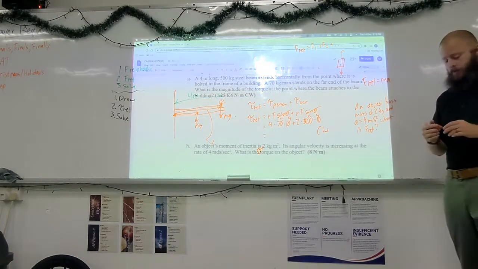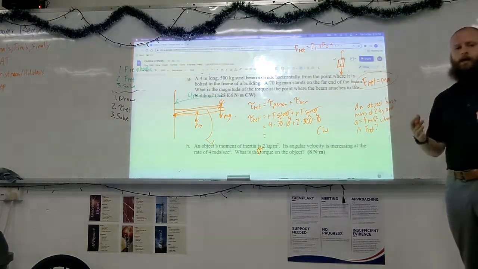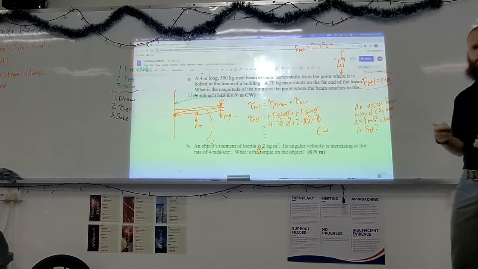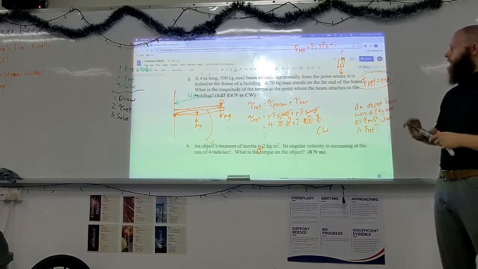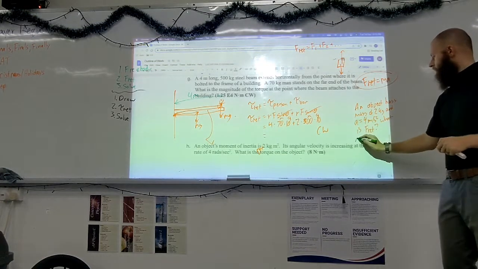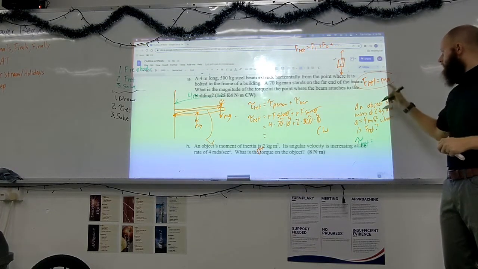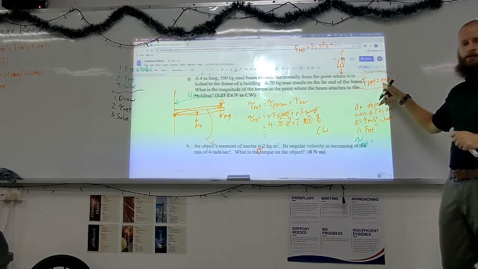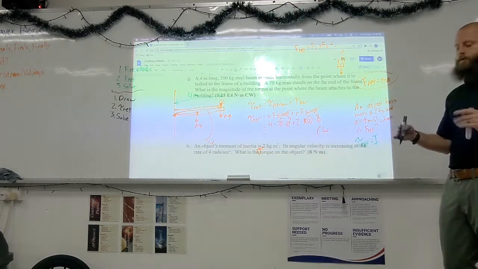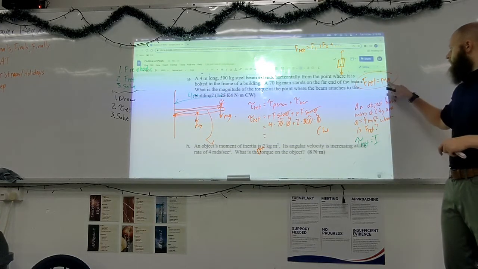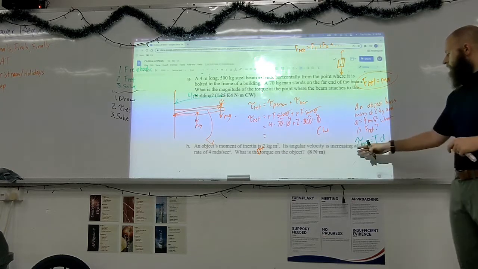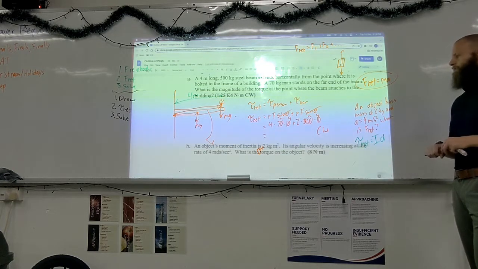Well, remember, this is going to have an angular version. So I need to make the angular version of this. Okay? So instead of F net, I need to use what instead? Torque net. Okay? So torque net, instead of m, I need to use what? Yeah, I need to use I, right? My angular mass, or my moment of inertia, is I. And then instead of linear acceleration, I need to use angular acceleration, which is alpha. Okay? So I just have my torque net equals I alpha.